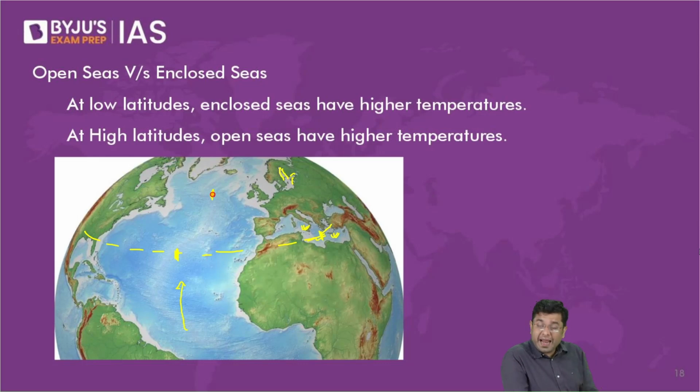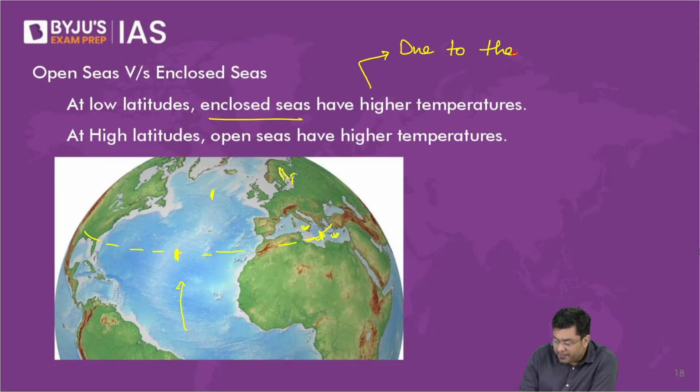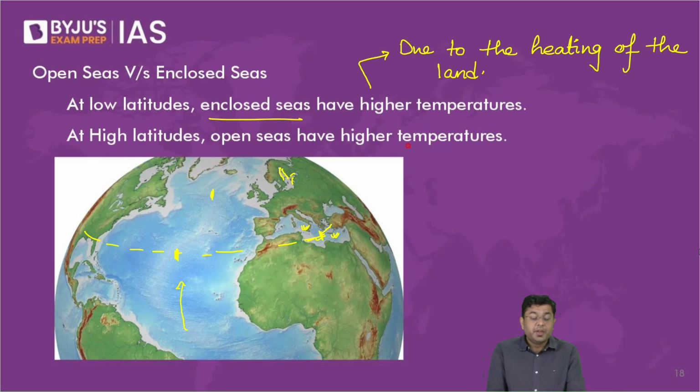But if we consider, let's suppose, the Gulf of Bothnia or the Baltic Sea, that is in the higher latitudes. In those stretches, the land will get very cold. On an average, the land temperature will be very low. So what do you think will be the temperature in comparison to the open ocean? The temperature will be very low, right? Because of the cooling of the land, that will induce cooling of the water as well. So at lower latitudes, enclosed seas have higher temperature because of the influence and heating of the land.